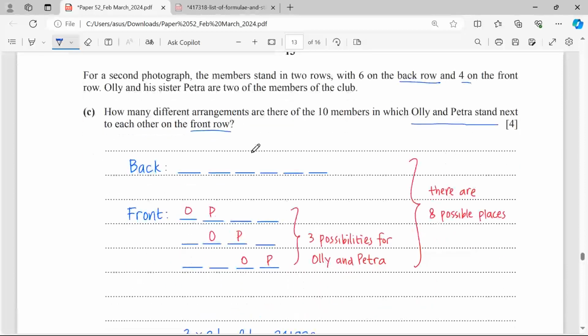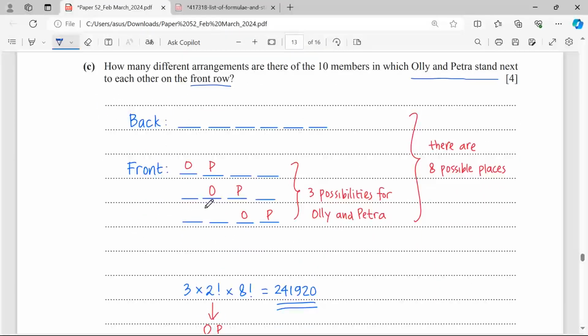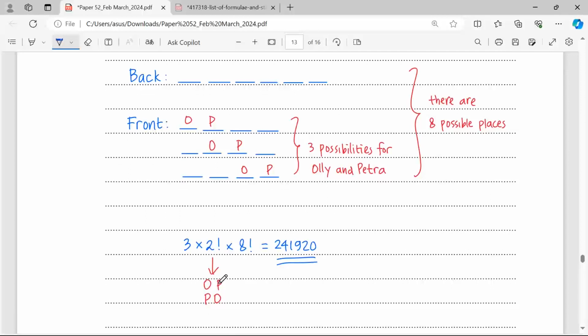So how do we do this question? Okay, we have 3 here because again we have 3 possibilities only for Oli and Petra. Multiply by 2 factorial. What does it mean? Remember, similar to question part B, we can interchange the position of Oli and Petra. So we can have Oli and Petra or Petra and Oli. So you have to multiply by 2 factorial. And lastly, we have to multiply by 8 factorial because we have 8 empty places for the remaining 8 members. Yeah, we have to multiply by 8 factorial, and this is the result.